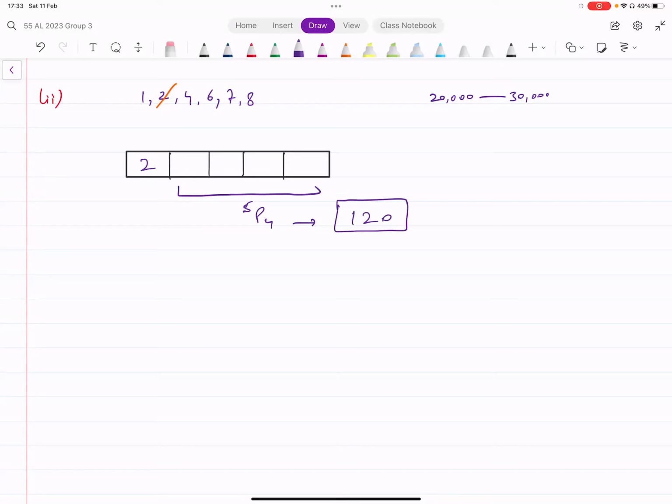This is the number of cases that we have. Remember, 2 यहाँ पे हमने fix कर दिया है. 2 वहीं पे आ सकता है. ठीक है, so 2 की कोई possible arrangement नहीं है as such. That's fixed. So we get 120 for this. All right.